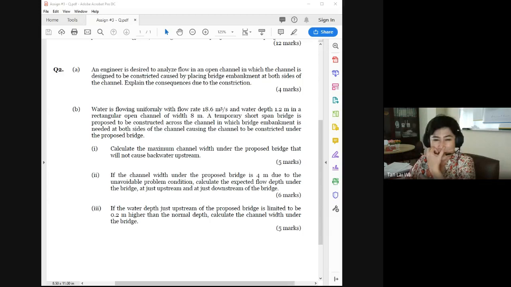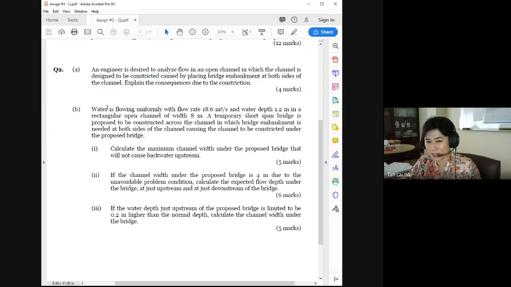Okay. Now let's look at Q2B. If you don't have the question yet, you probably want to snapshot this and put it beside you, because I'm going to change the screen now. All right, what I'm going to do now is show how to solve B1, 2, and 3.